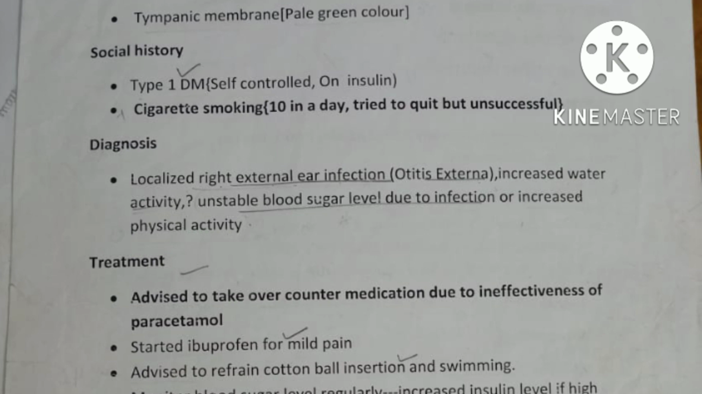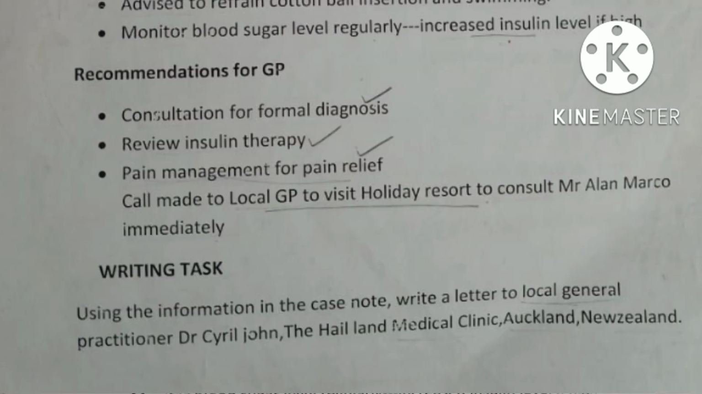Treatment: advised to take over the counter medication due to ineffectiveness of paracetamol, and started ibuprofen for mild pain. Advised to refrain from cotton ball insertion and swimming. Then monitor blood sugar level regularly. Increase insulin if high. Recommendations for GP: consultation for formal diagnosis. Review insulin therapy. Pain management for pain relief. Call made to local GP to visit the holiday resort to consult Mr. Alan Marco immediately. Then what is the writing task?